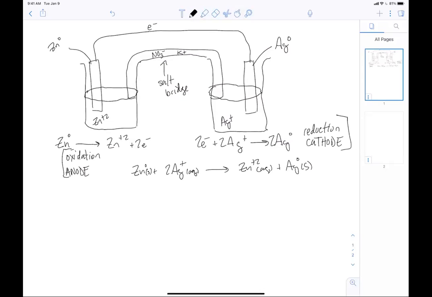So you've probably heard the terms anode and cathode before. The way they're defined is the anode is where the oxidation is taking place in the battery, and the cathode is where the reduction is taking place. So when you look at the battery, it'll have a positive on one end and a negative on the other end.